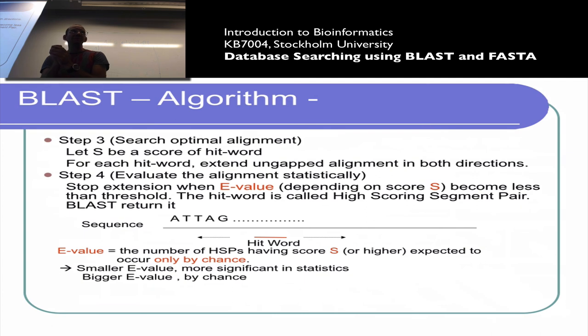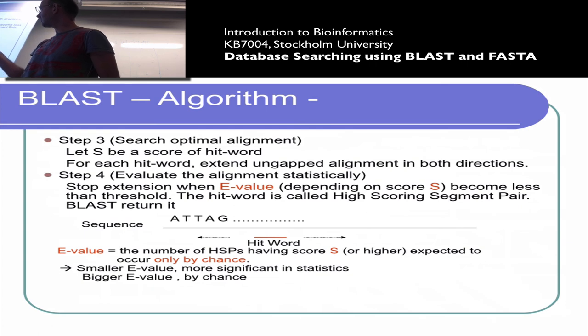So if this E value is very small, it's very unlikely to find it. If your E value is 10 to the minus 3, you need to search tons of databases before you find one at random, if everything was random. If it's 10 to the minus 10, you have to search 10 billion databases before you find it by random. So you define a cutoff here for what E value you will accept. I will come back to the statistics after the break, how you calculate this and what it does, it depends on length and types, etc.